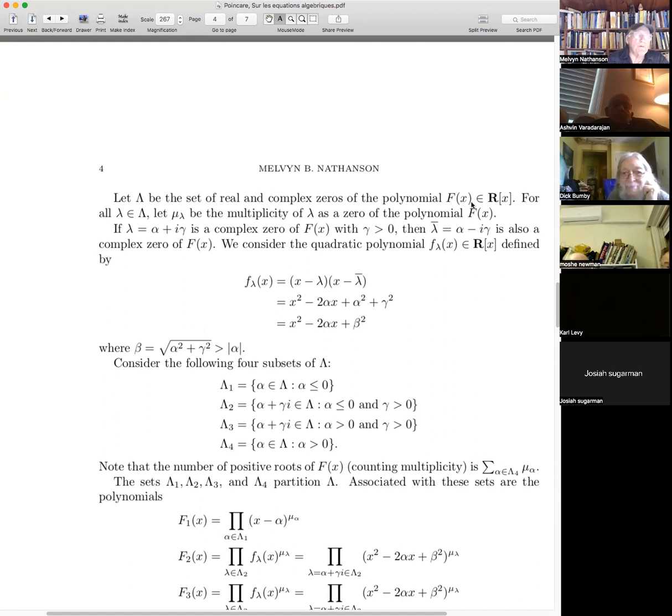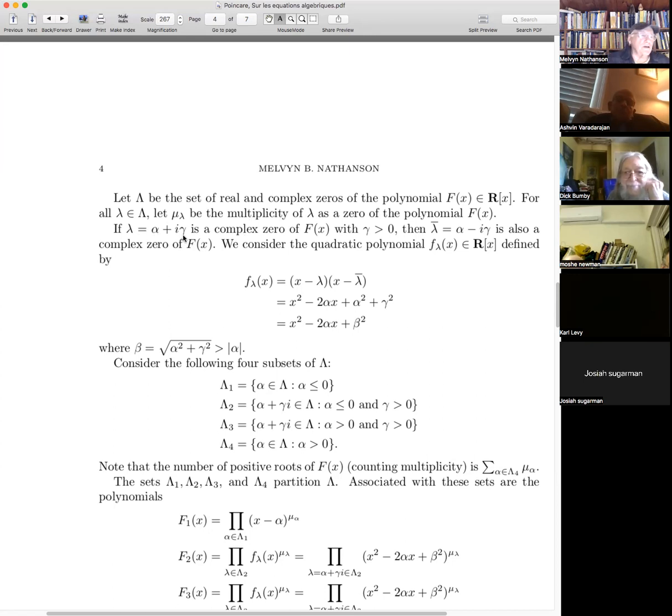So we start with this polynomial f with real coefficients, and let lambda be the set of its zeros, real and complex. For each lambda which is a zero of the polynomial, mu lambda is the multiplicity of the zero. Now, some zeros, of course, are complex. And if lambda is a complex zero, alpha plus i gamma, then so is its complex conjugate.